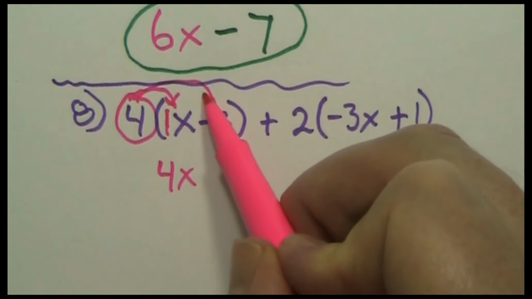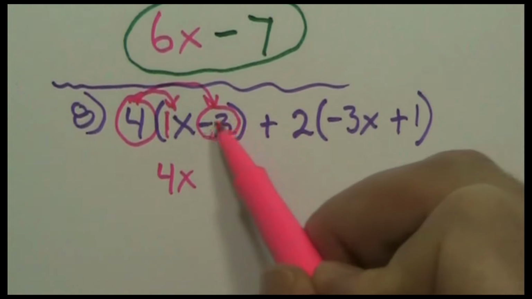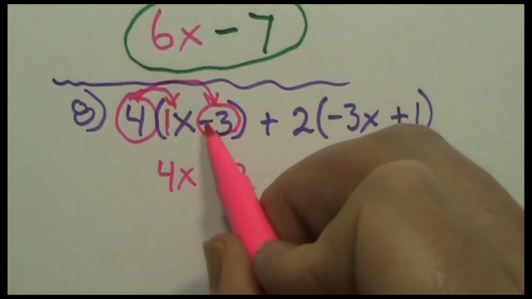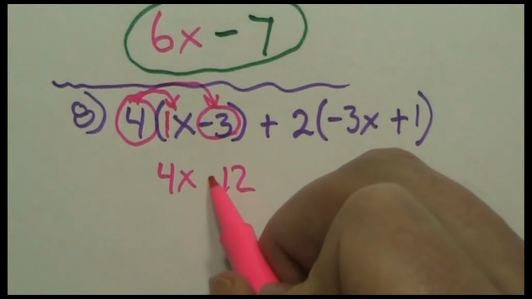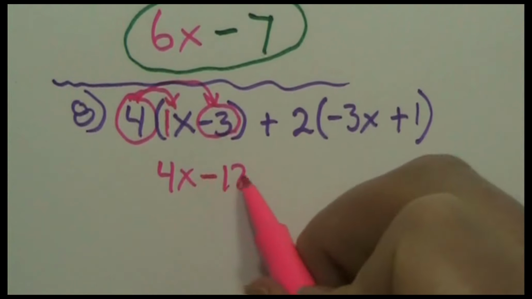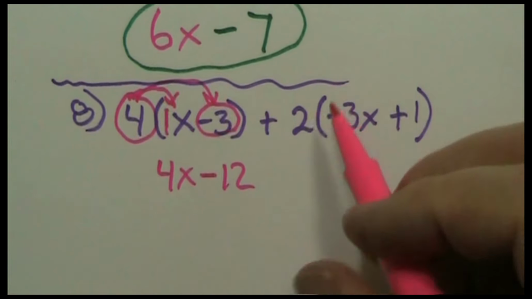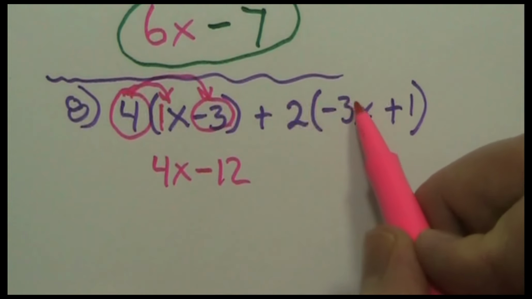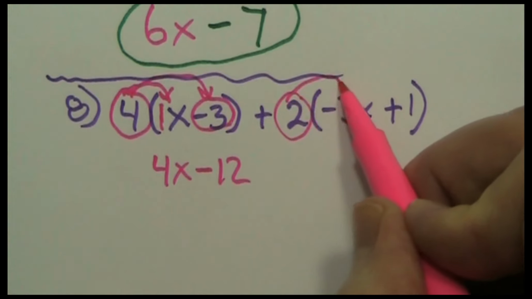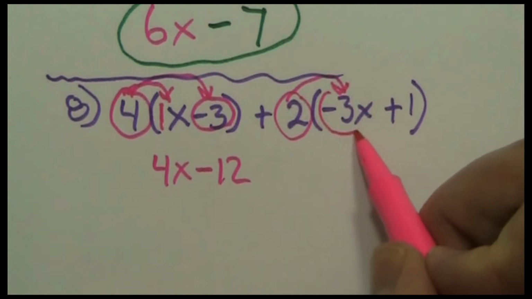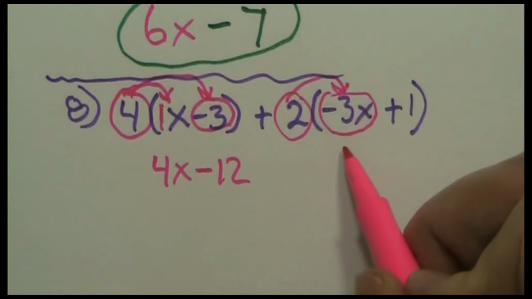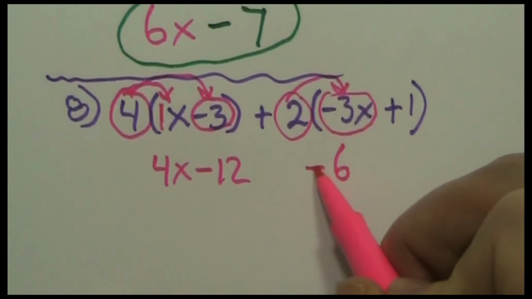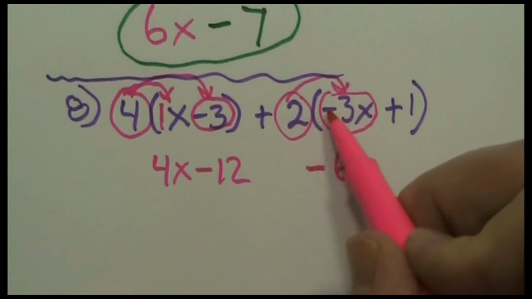Then I have 4 times, now that's a negative 3. Minus 3, negative 3, same result. 4 times 3 is 12. And there's 1 negative. So that's minus. Minus and negative, think of them the same. All right, now before I put a plus or minus, let's just look at this. I have 2 times negative 3. 2 times 3 is 6. And there's 1 negative. So that's a minus. Negative 6x.